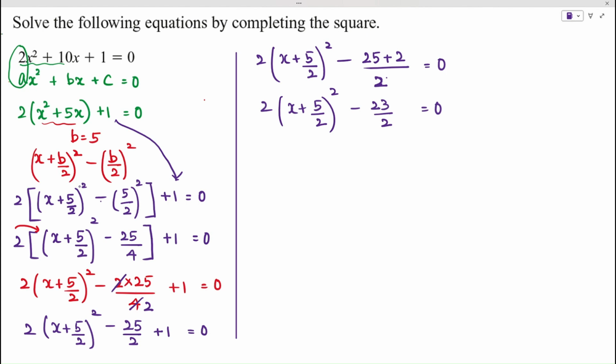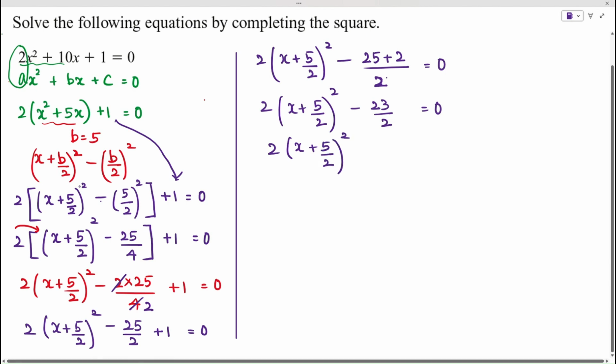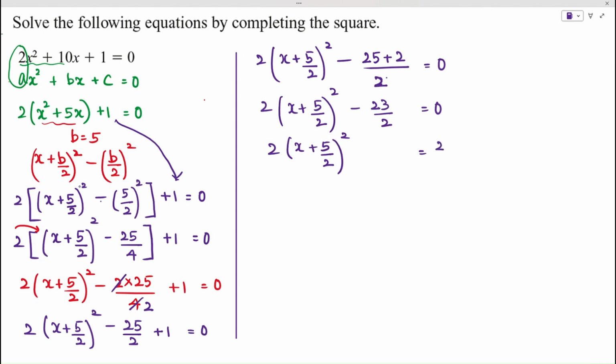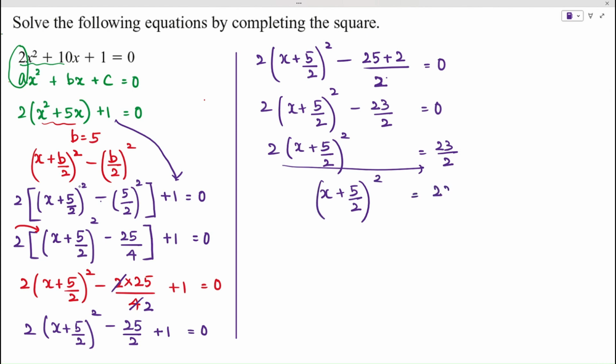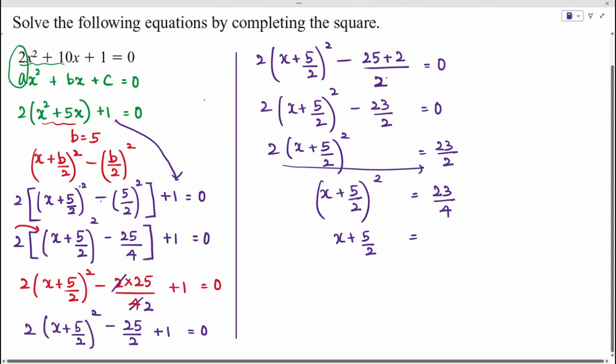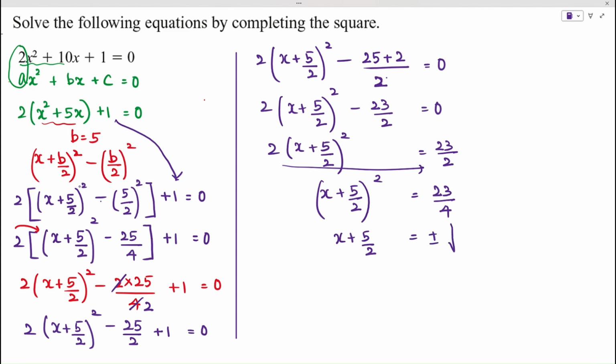Now, from here, we're going to start rearranging our equation. So we get 2 times (x plus 5 over 2) the whole squared, which is equal to 23 over 2. We divide by 2. So we get (x plus 5 over 2) the whole squared is equal to 23 over 4. Now we square root both sides. So we get x plus 5 over 2 is equal to plus or minus the root of 23 over 4.